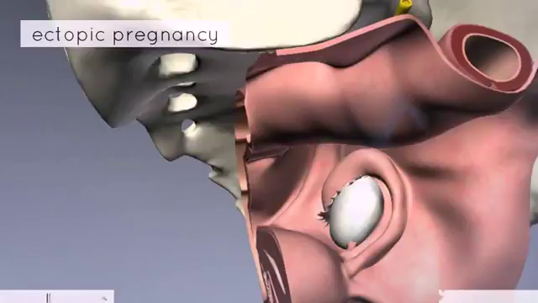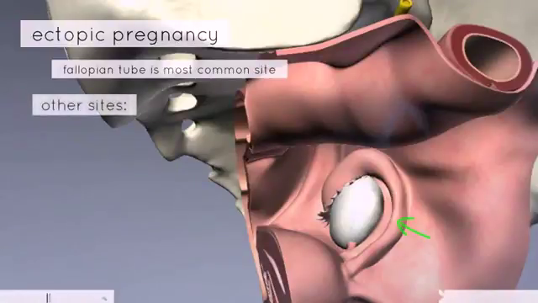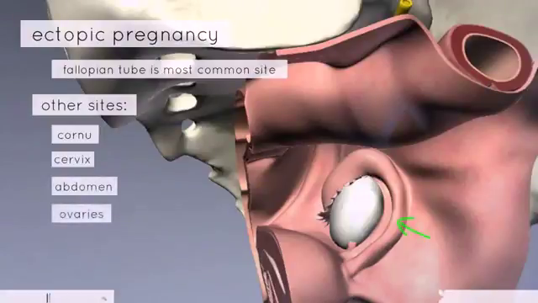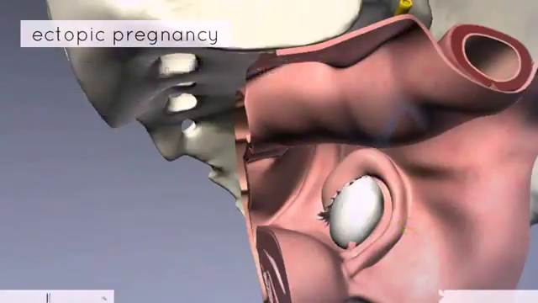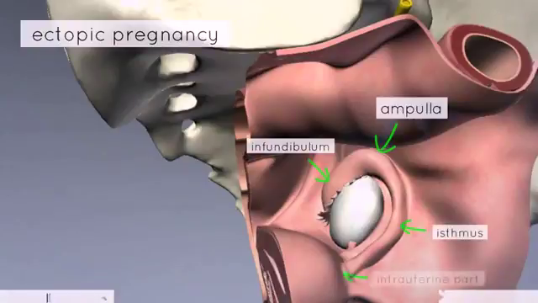So an ectopic pregnancy is where the blastocyst implants in a site other than the endometrium of the uterine body. So 95% of the time the site will be in the fallopian tube, but the blastocyst can also implant ectopically in the cornu of the uterus, in the cervix, even in the abdomen. So the most common site within the fallopian tube itself for the ectopic pregnancies is in the ampulla. So remember, you've got the infundibulum, the ampulla, the isthmus, and the intrauterine part.